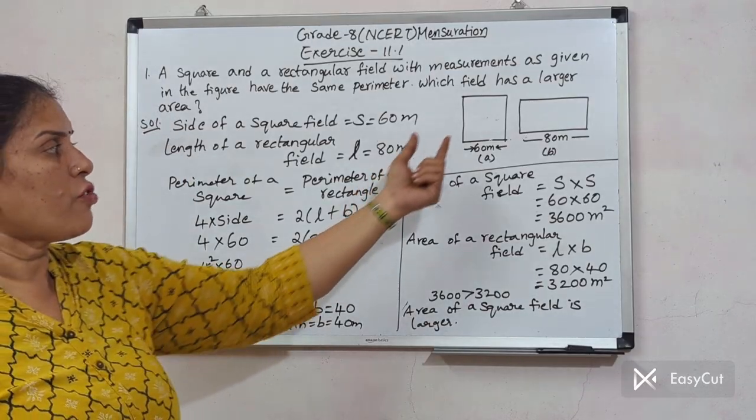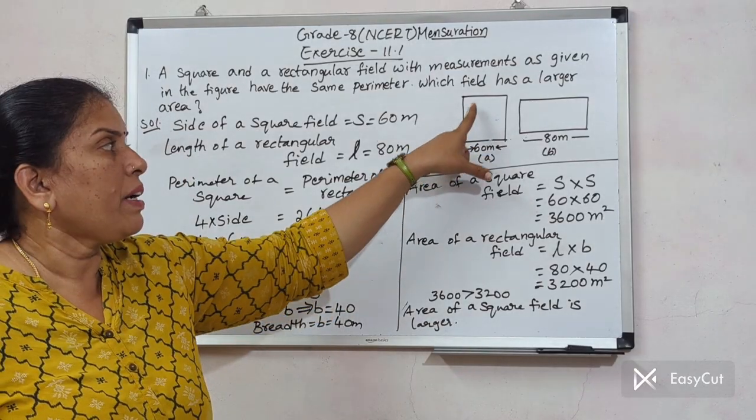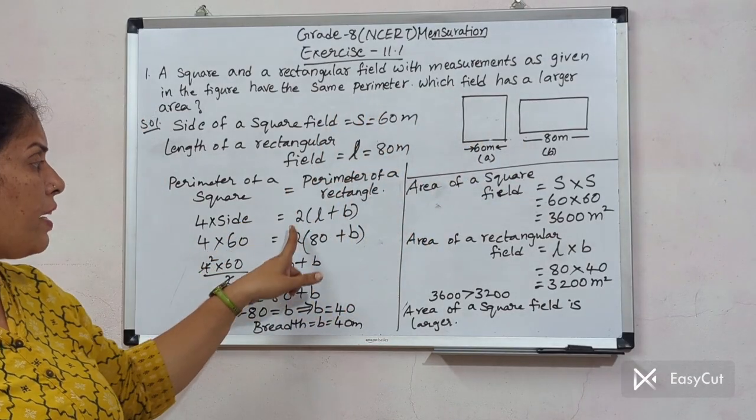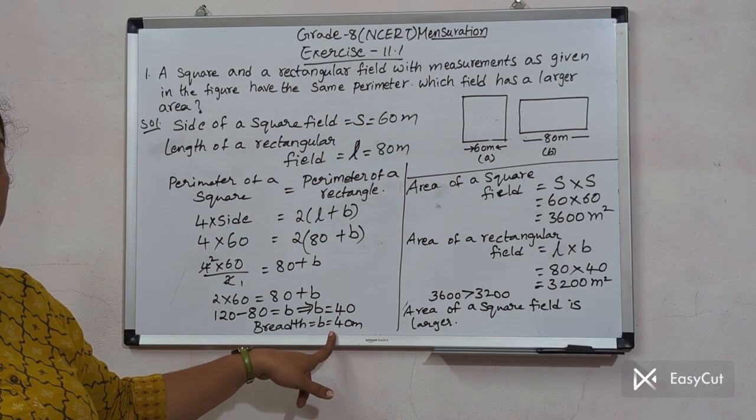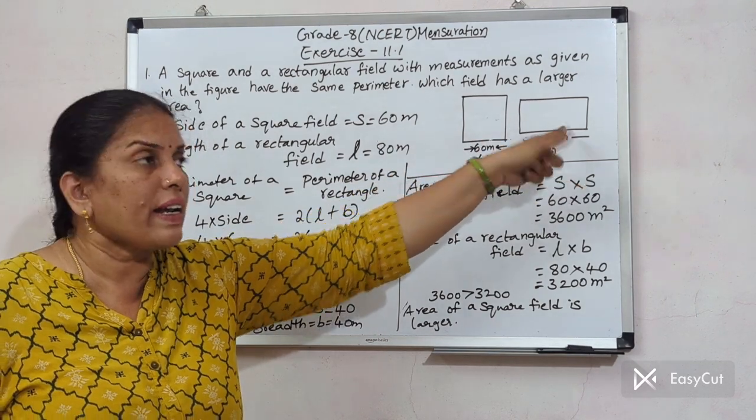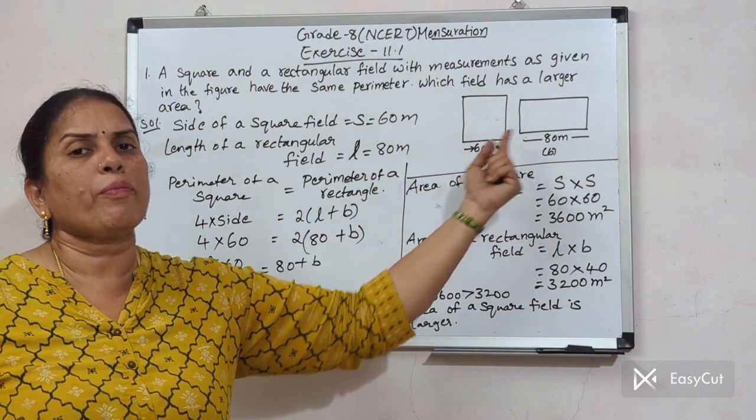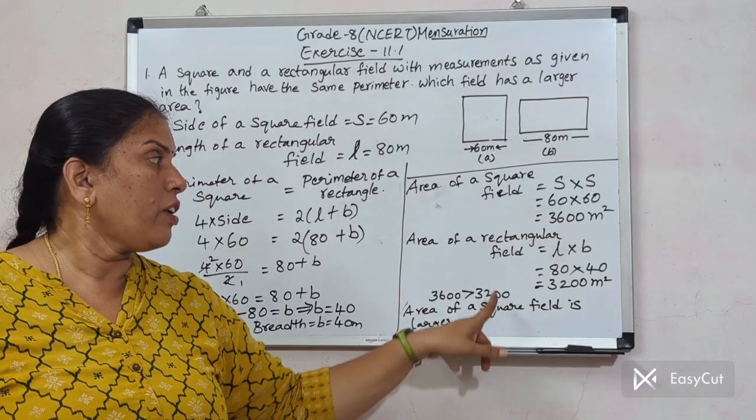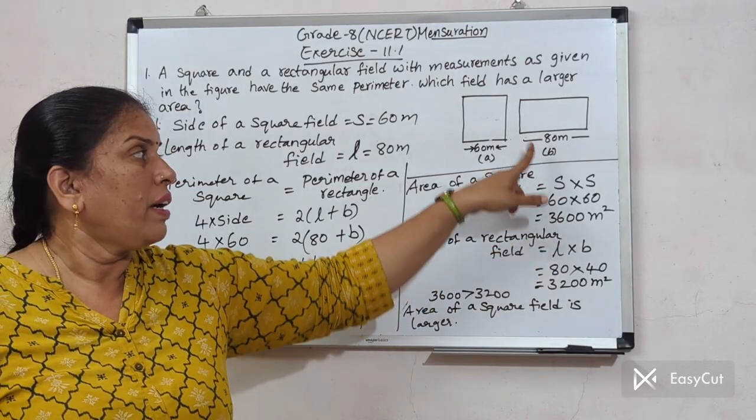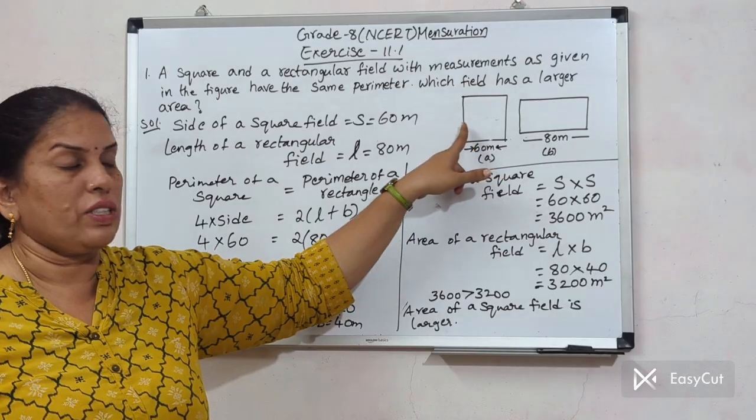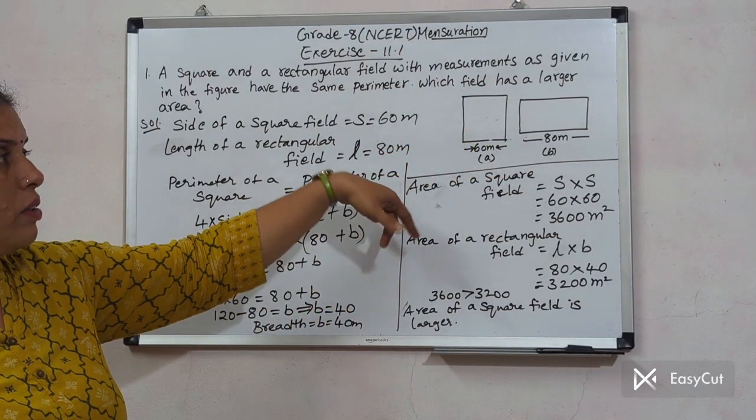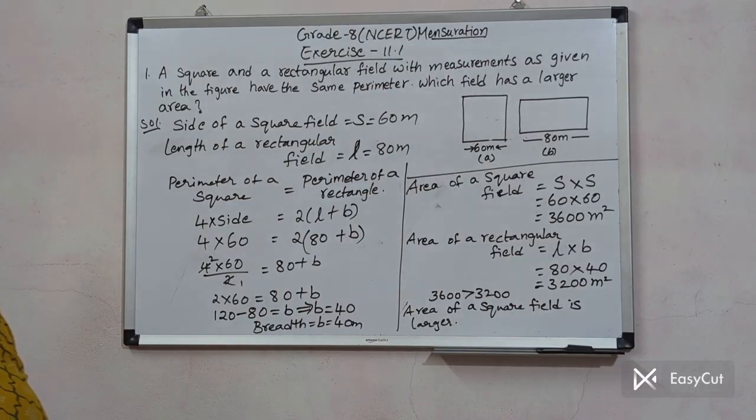Understood? First we must find out the perimeter. You must make the perimeters equal according to the question. Then you will get the breadth. After getting the breadth, find out the area of the square field and the area of the rectangular field. Then you compare both. Which is greater? Area of the square is greater. Like this, we will find out the value of the larger area. Okay.